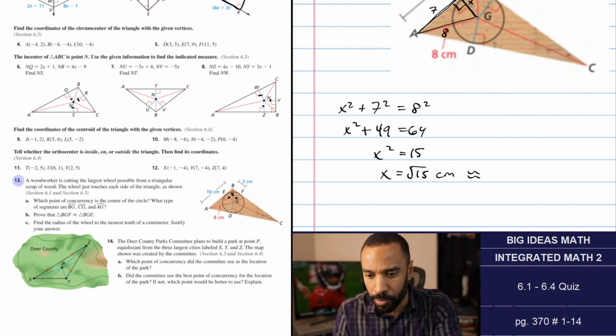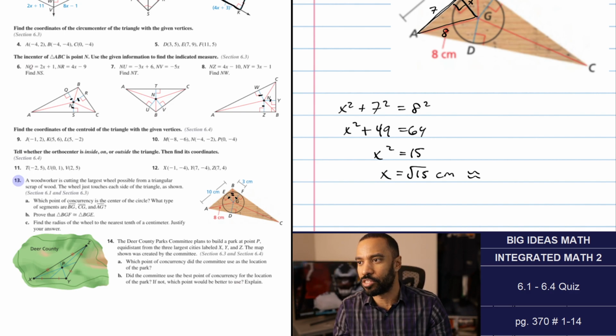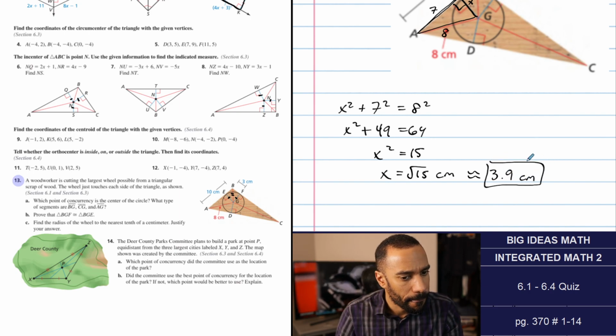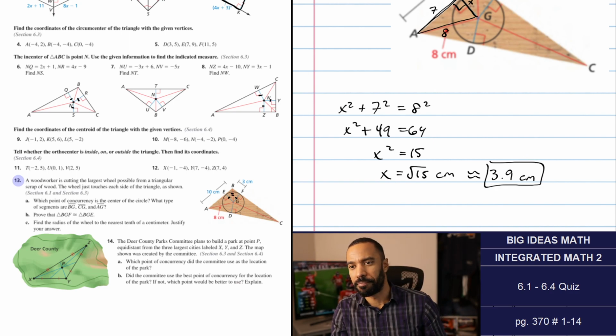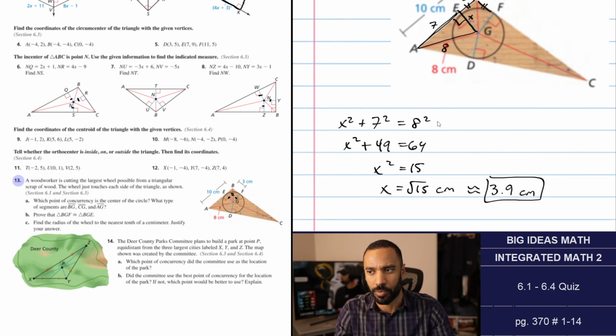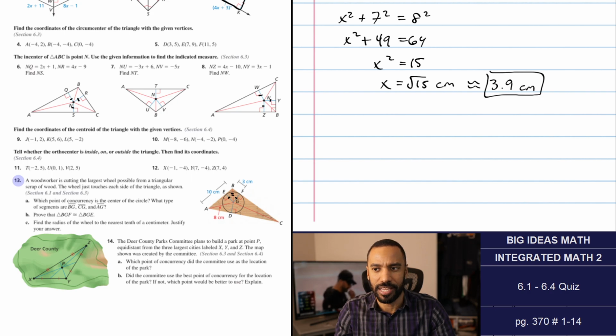15, probably closer to 3.9. 3.87, so about 3.9 centimeters. They said nearest tenth? Nearest tenth of a centimeter, justify your answer. So my justification is through the math. CPCTC from congruent triangles there, showed if this is 3, so is that. All that jazz. Looks like we got to use all those things there. Okay, and that is number 13.